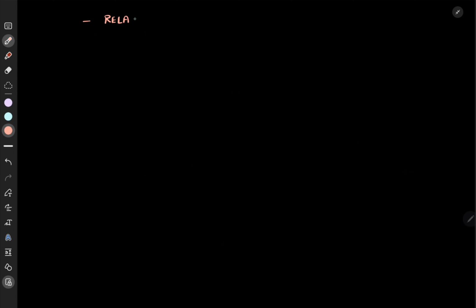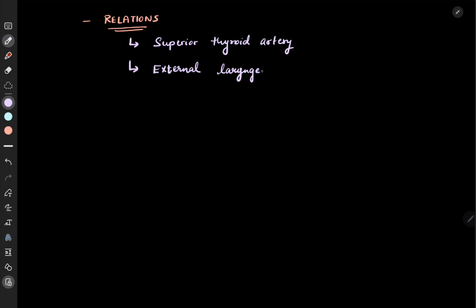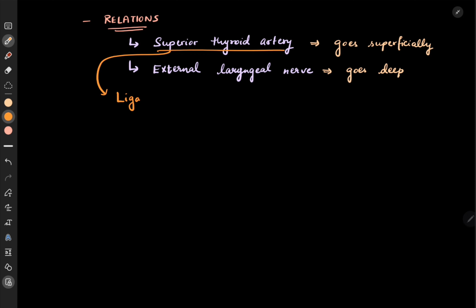The relations of the apex are, it is related to the superior thyroid artery and the external laryngeal nerve. Both travel together up to the apex. After crossing the apex, the superior thyroid artery goes superficially and external laryngeal nerve goes deep. Thus, ligature of this artery must be done close to the gland.